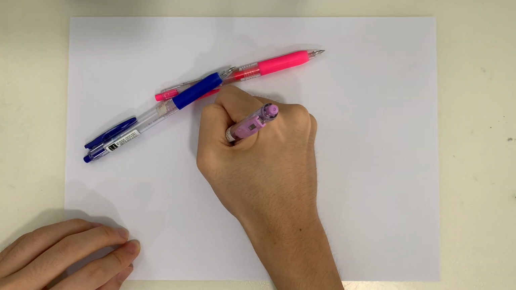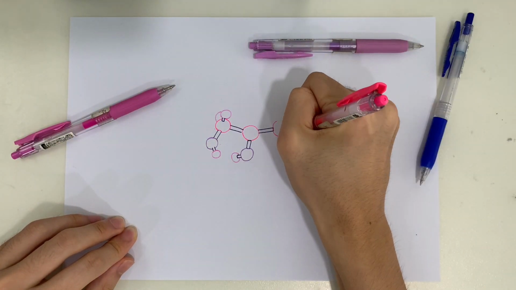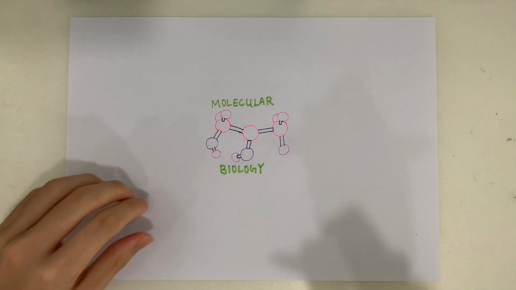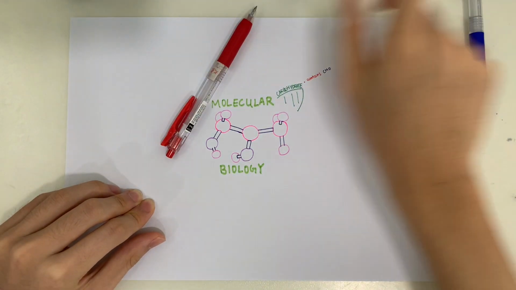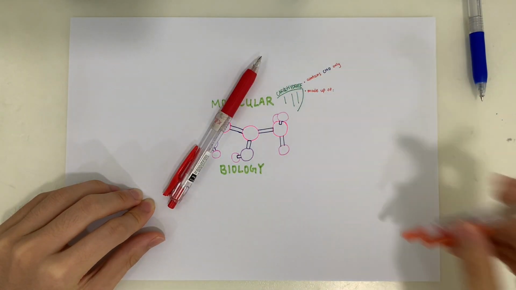Today, we'll be doing a mind map on molecular biology. Multiple molecules are essential for living things to function, and I'll be discussing these molecules today. Firstly, we have carbohydrates, which are biomolecules containing carbon, hydrogen, and oxygen. The smallest carbohydrates are monosaccharides, also referred to as sugars.